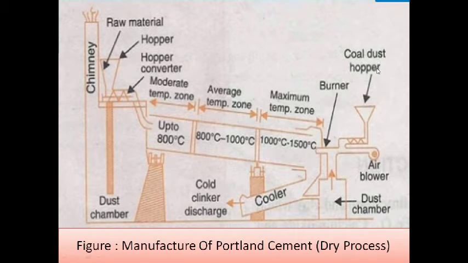This is the cold dust hopper, this is the burner, this is the air blower, and this is the dust chamber. The whole process is called what? The whole process is called the manufacture of Portland cement. The important point: it is a dry process, meaning no addition of water at the time of mixing.